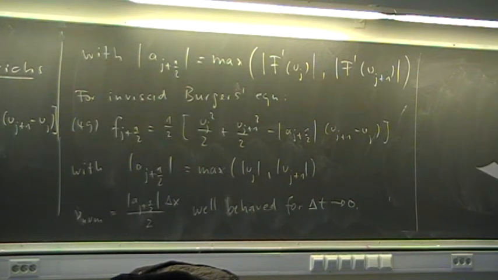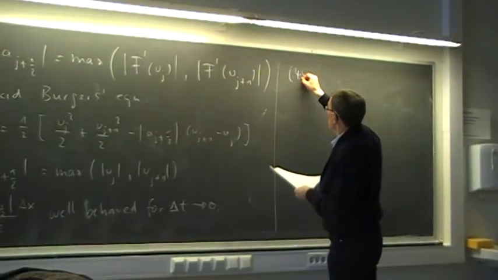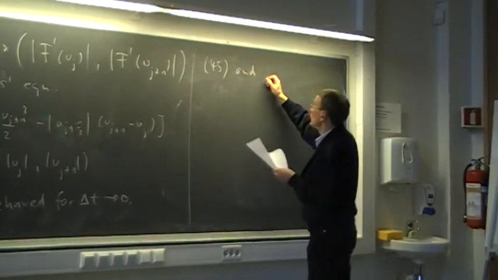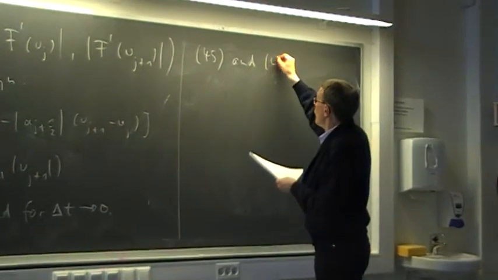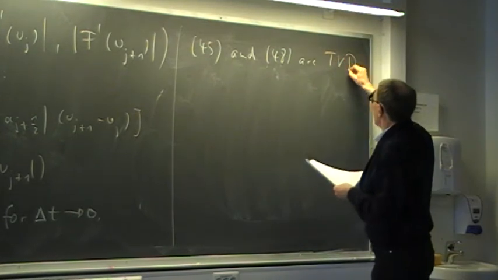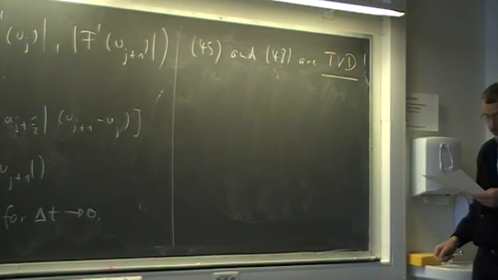So the methods that we have now been discussing, the Lax-Friedrichs and the Rusanov, that is the one that we had here, both of them are TVD. That is a good property of both of them.